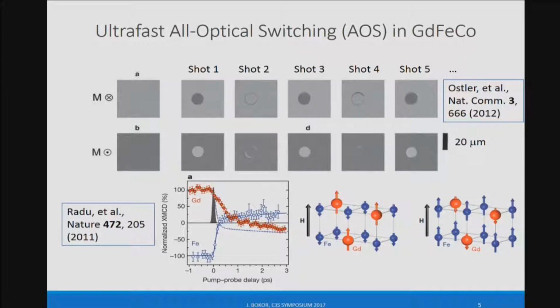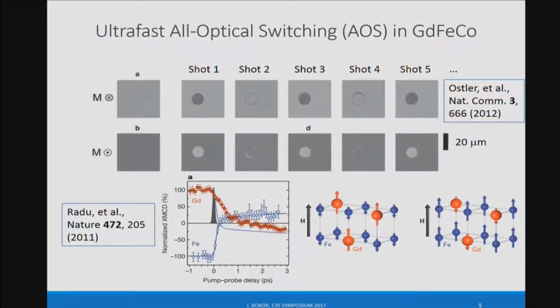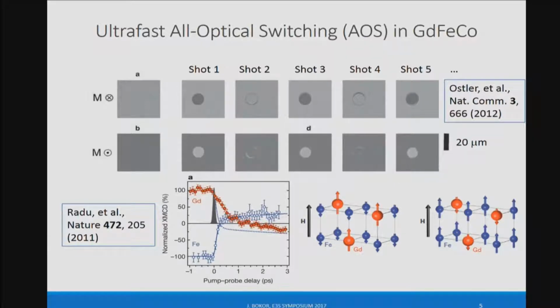And remarkably, it is completely independent of the polarization of the laser. It doesn't matter whether the laser is circularly polarized left or right or linear. The same thing happens. Now, the mechanism for this to happen is also under considerable debate. An elegant experiment was done with 100 femtosecond X-ray pulses produced at a synchrotron source in Berlin, and they were able to tune the X-rays individually to the gadolinium magnetization and to the iron. And what was discovered was that the iron demagnetizes much faster than the gadolinium.